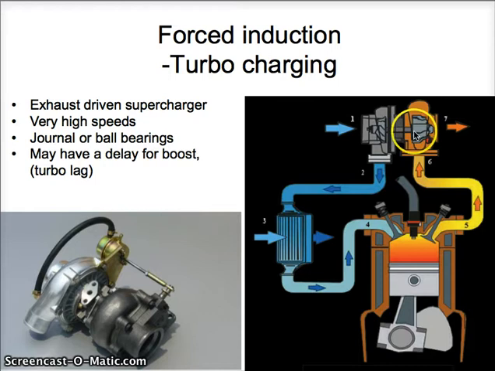Here you see the turbine is driven by the exhaust stream, making this shaft rotate. Here in the middle you have the bearings. It's either journal bearings or ball bearings. The rotational speed is very high. It could be over 100,000 RPM. And here the compressor is sucking in air and it pushes it into the engine to increase the performance. One of the drawbacks is that the turbo could take some time to spin up. That is called the turbo lag.